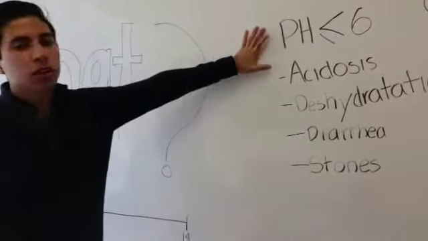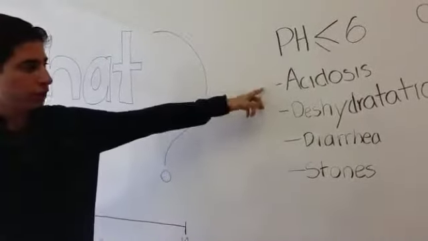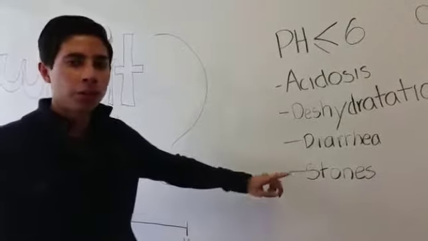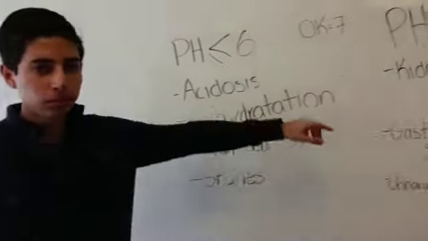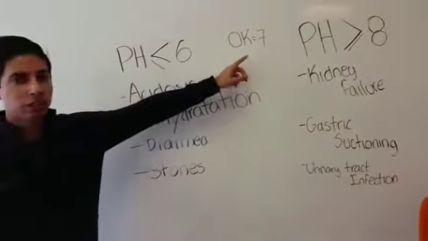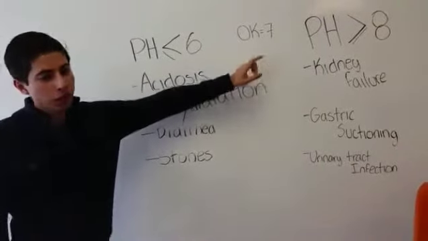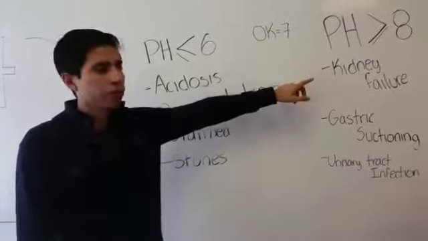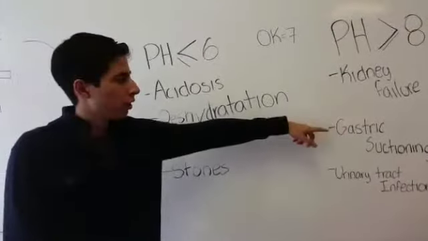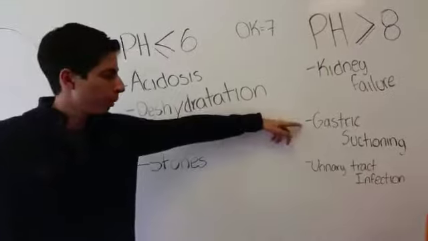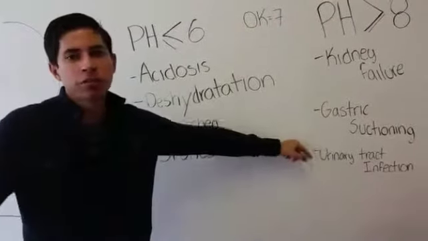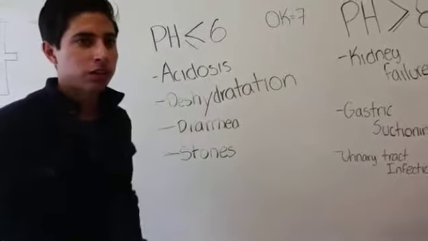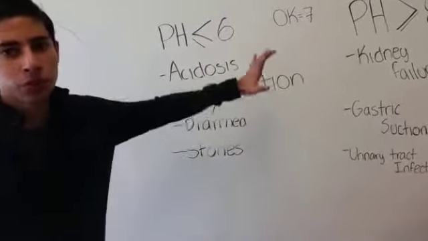If it is lower than 6, it can be acidosis, dehydration, diarrhea, or maybe stones. If your pH is 7, that means you are okay. But if it is 8 or higher, that means you may have kidney failure, gastric suctioning, or maybe a urinary tract infection. There are lots of sicknesses you can have, but these are the most common ones.